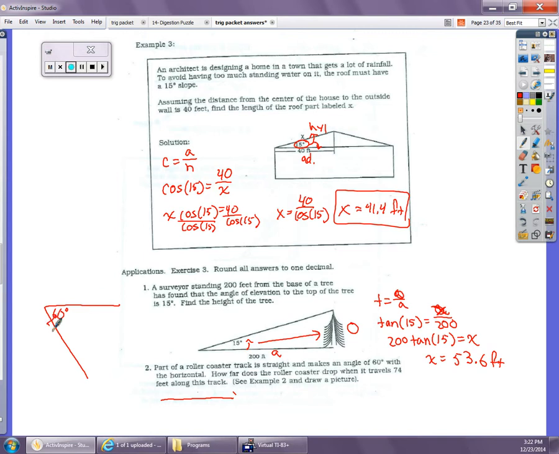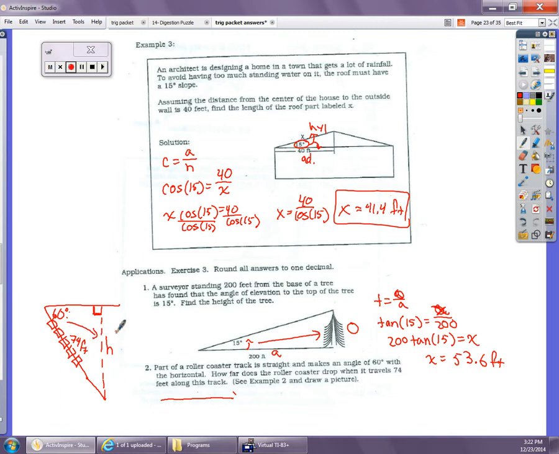Well, this is your roller coaster right here. It's traveling along this path, so this path is going to be 74 feet. And we want to know how far it drops when it travels 74 feet. So how far does it go down? What's the actual height that it's going down? What we are given is 60 is here, and here's our right angle.